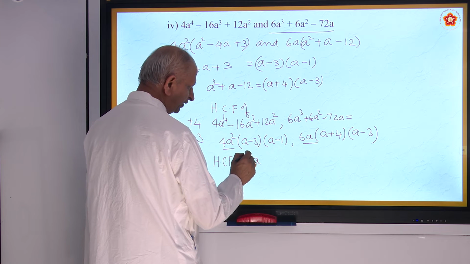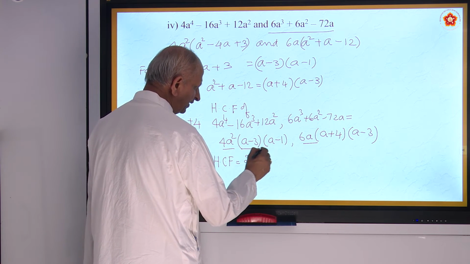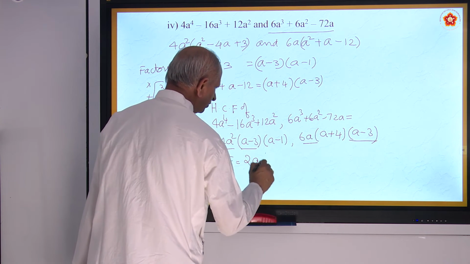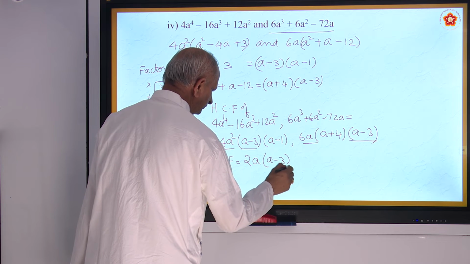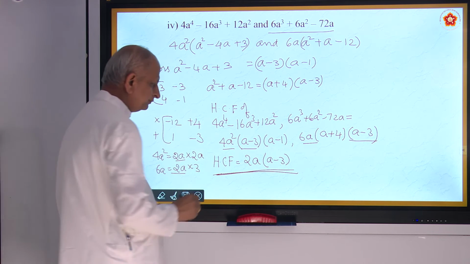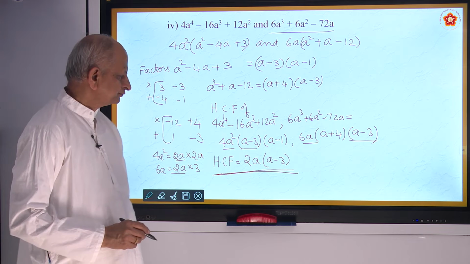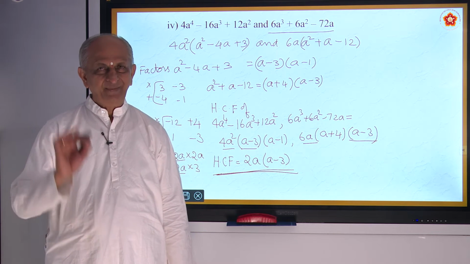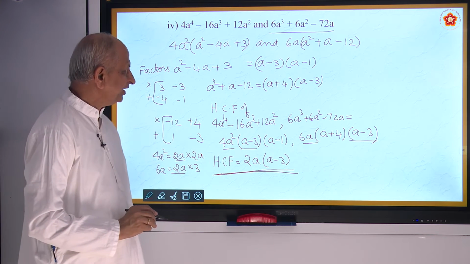So 2a taken outside, what else is common? A minus 3 is common. 2a into a minus 3, that is the answer. 2a into a minus 3. Got it? So, a 3 marks question.